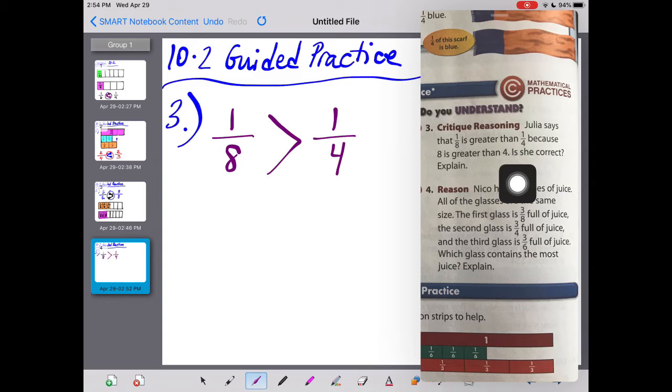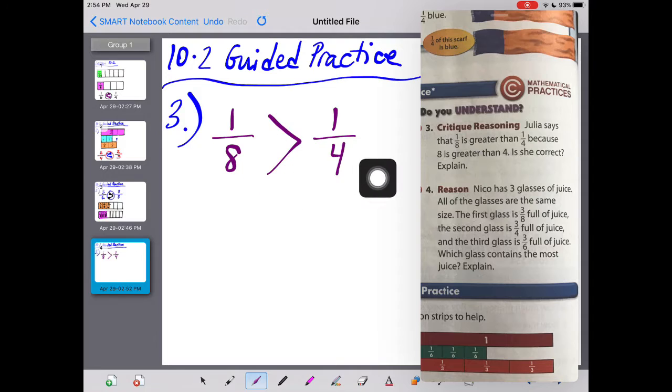Okay. Hopefully you're able to give some thought to this and come up with the fact that I think Julia is incorrect. Just because 8 is larger than 4, and we can all agree that the number 8 is larger than the number 4, but we're dealing with fractions. And when we're dealing with fractions, that's a whole nother ball game. So the first thing we need to do is look at the numerator. Is the numerator the same for both fractions? It is. So we're comparing one piece against another one piece.